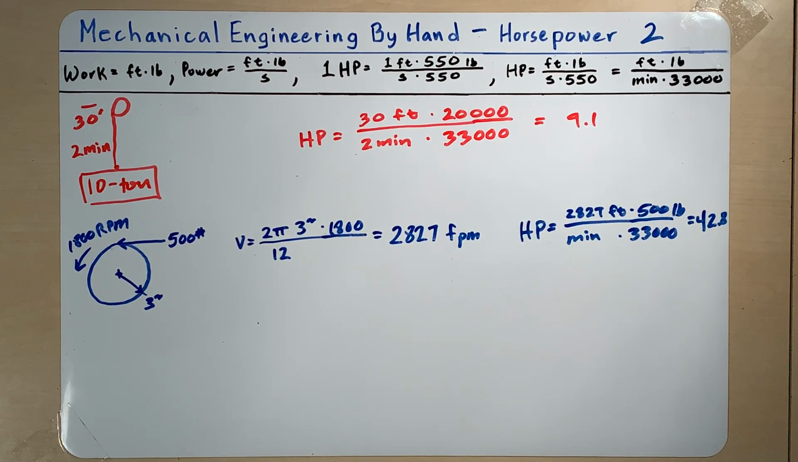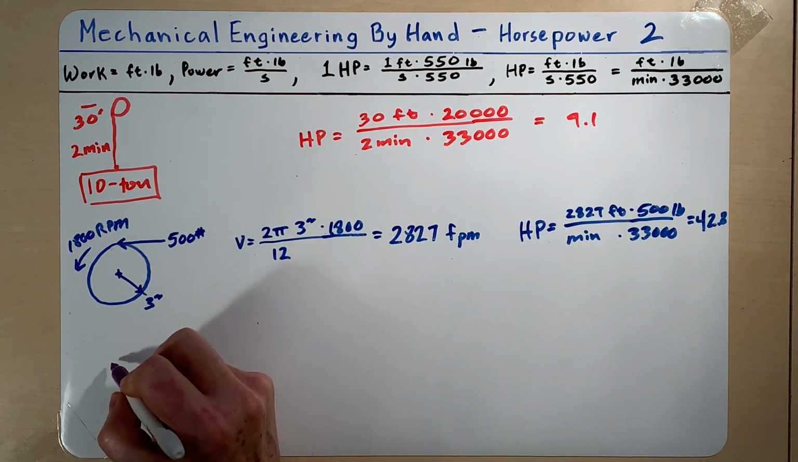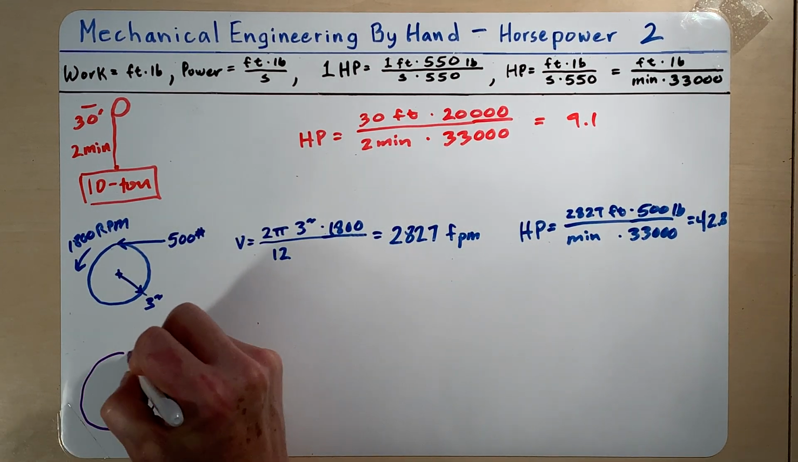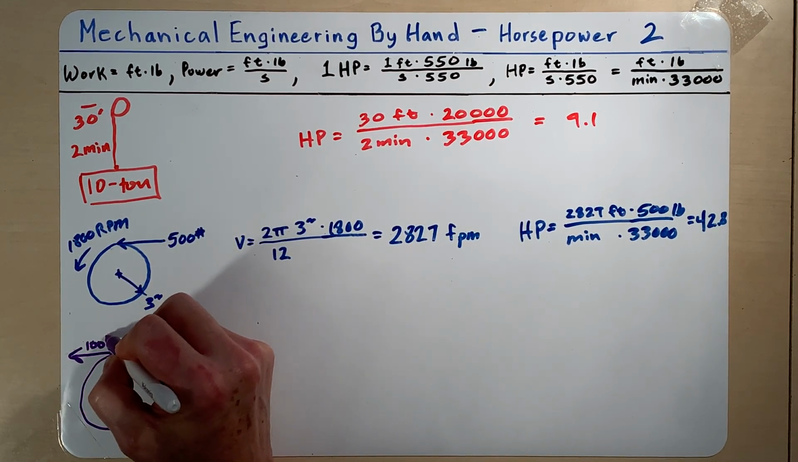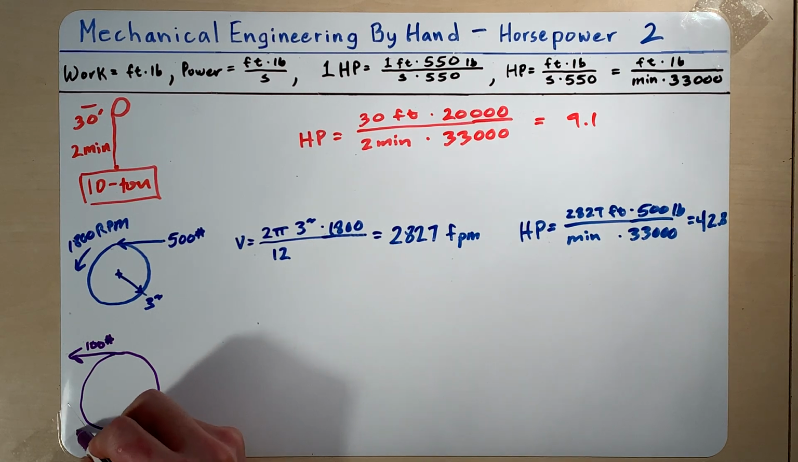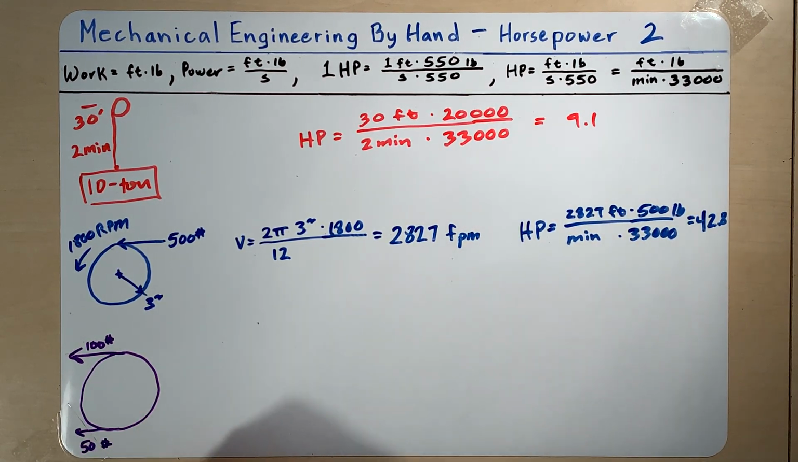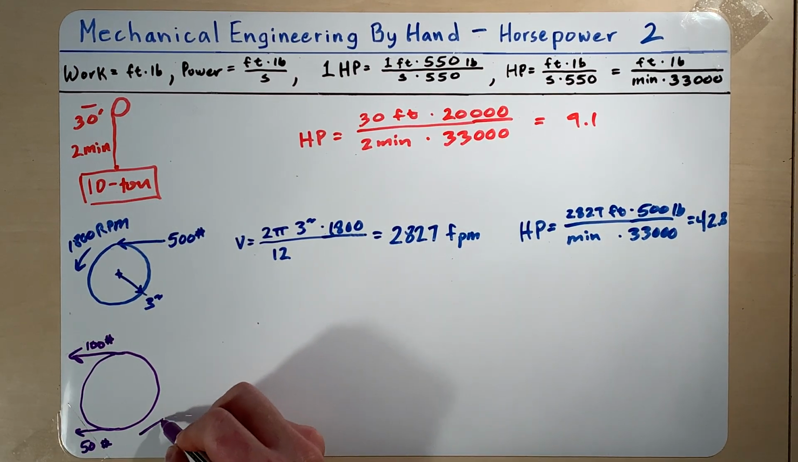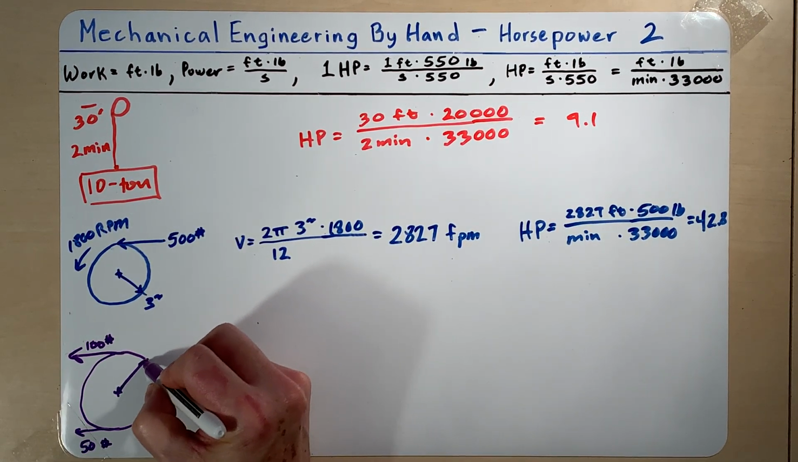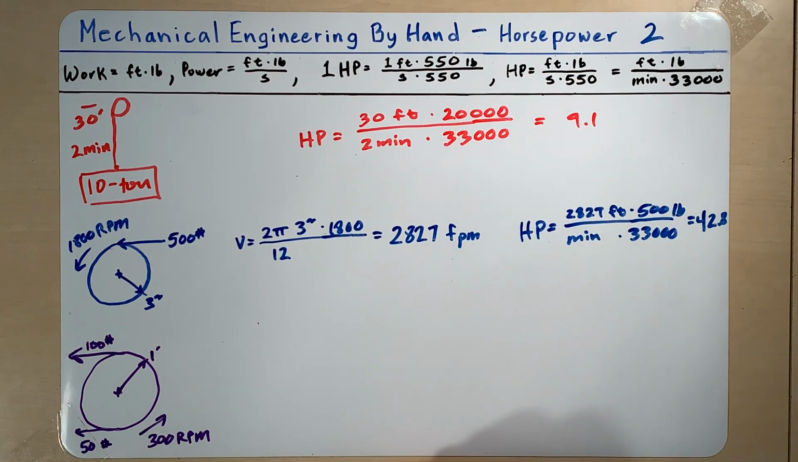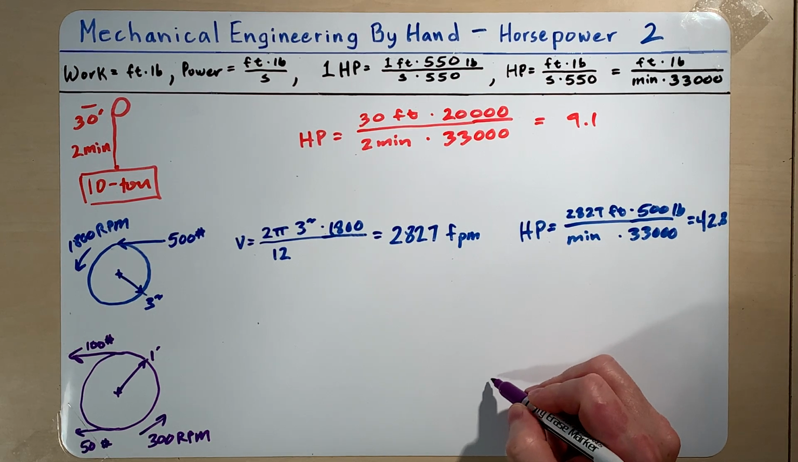All right, one more example, similar to a gear. Let's say we have a pulley being driven by a belt, and we have a 100-pound force on the tight side and a 50-pound force on the slack side, and we're spinning at 300 RPM, and we have a 1 foot radius. Okay, I'm going to go straight to the horsepower equation.